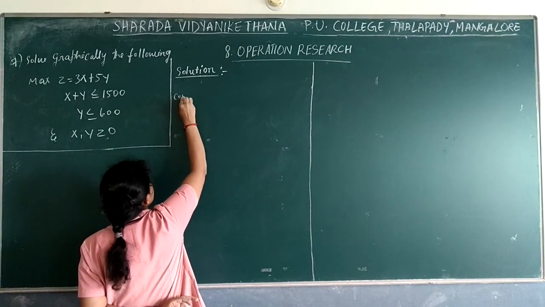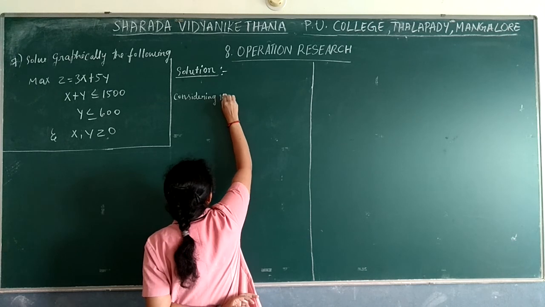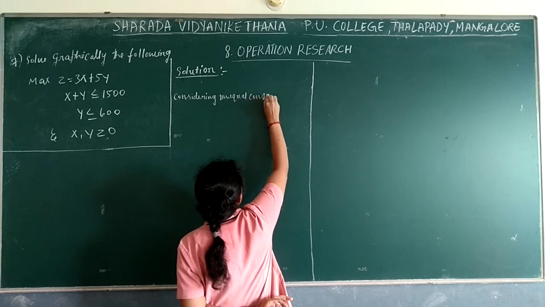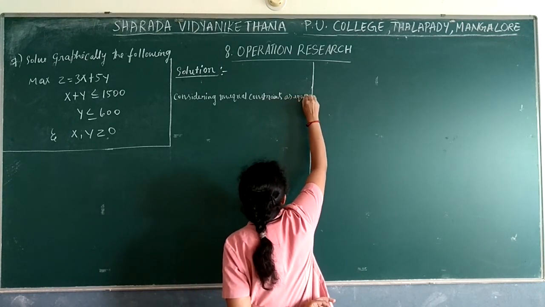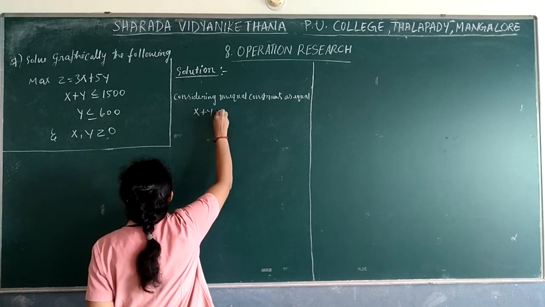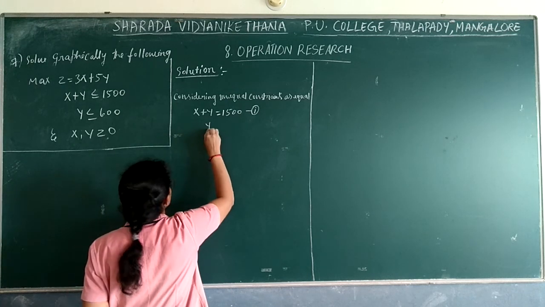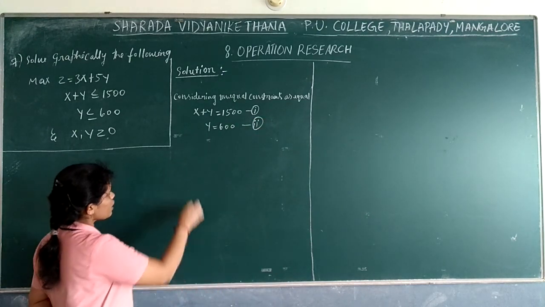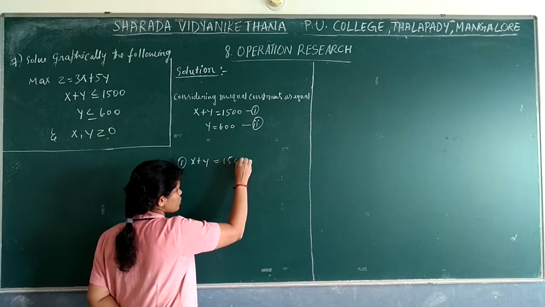Now firstly we have to consider these unequal constraints as equal. Then take the equations. What is the first one? x plus y is equal to 1500. It is the first equation. And the second one, y is equal to 600. This is the second equation. Now take the first equation, that is x plus y is equal to 1500.